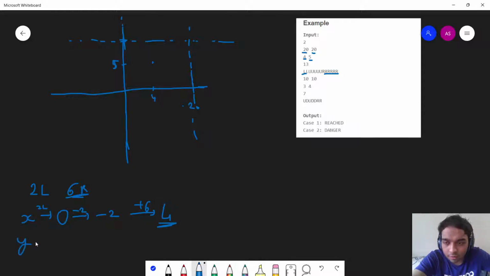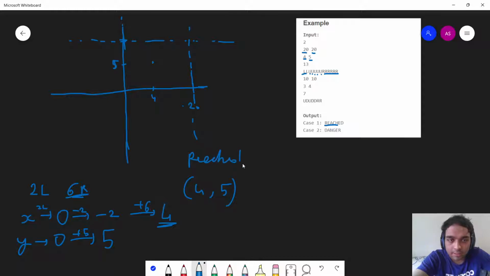Similarly for my Y, the initial position is 0, but then it moves up 1, 2, 3, 4, 5 times. So finally, my up will be in the upward direction, which is plus 1, and since it's occurring 5 times, it will be plus 5, so the final position being 5. Hence, in the first string, the answer is 4 comma 5, and it has reached. So I have exactly reached my particular point, which also lies in the safe zone. So hence I'll print reached for this case.